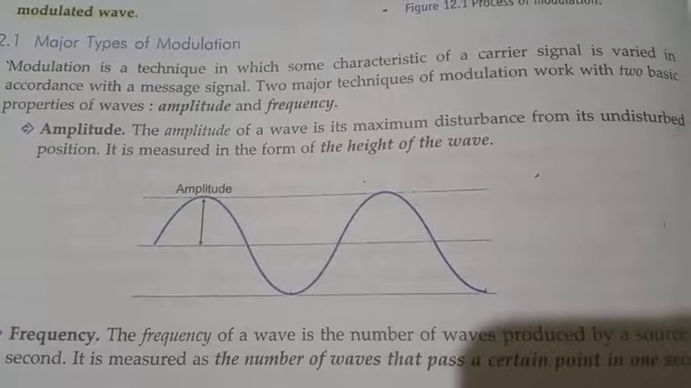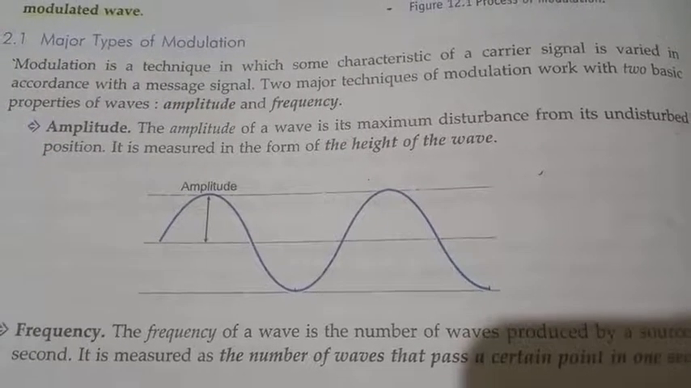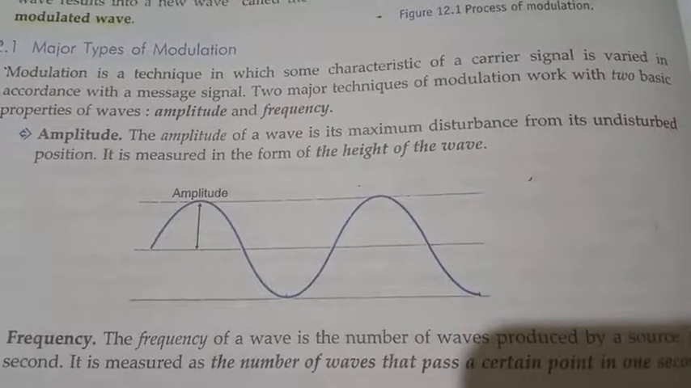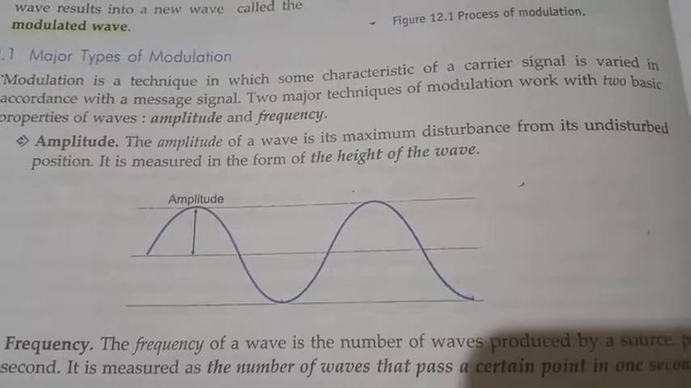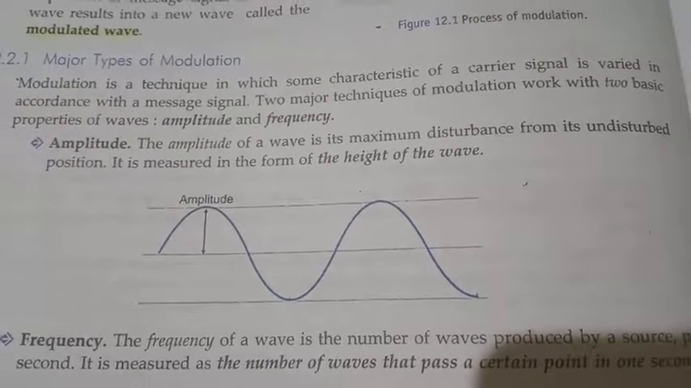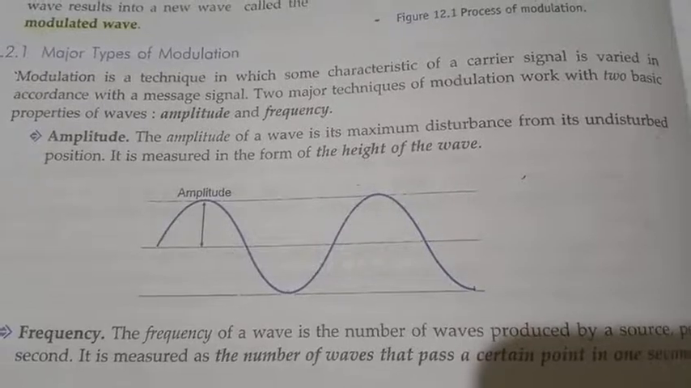Look at that. The starting position is considered your baseline. From this baseline, how much it moves up is called amplitude. So it is measured in the form of the height of the wave. The maximum height is called its amplitude.